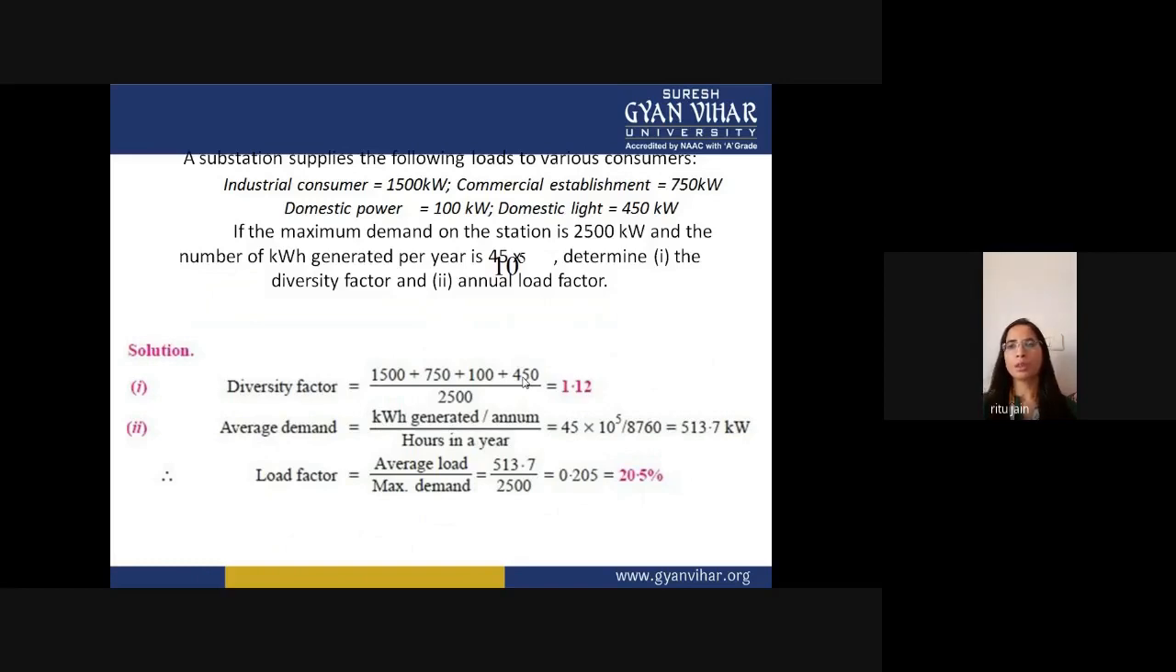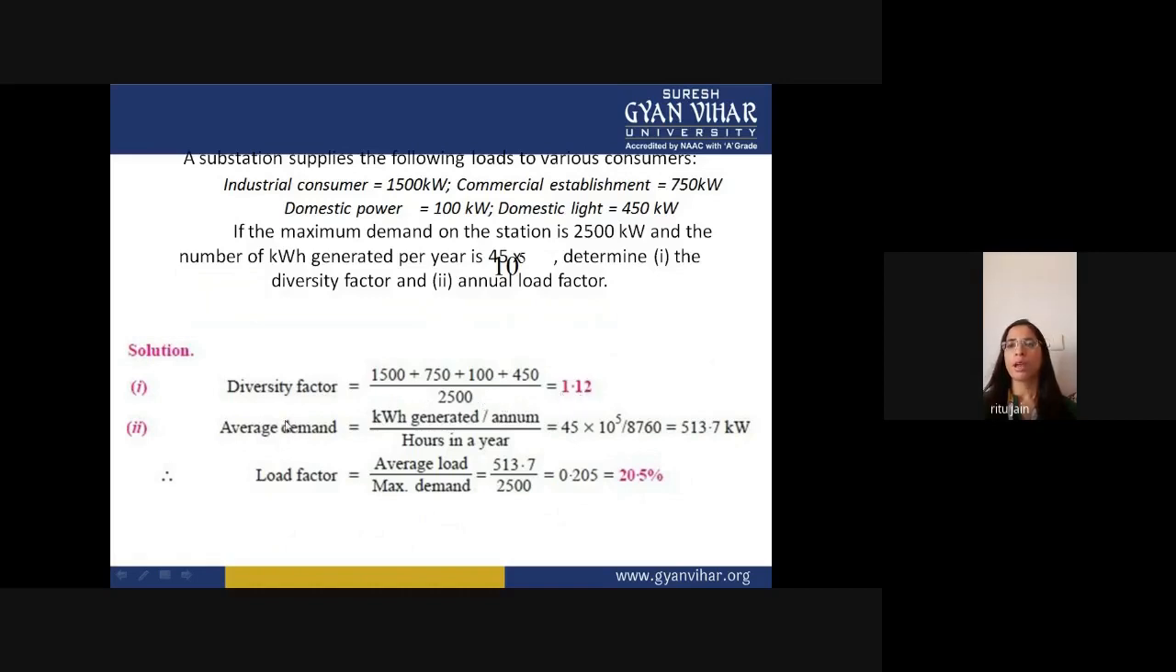So first you have to determine the diversity factor and then the annual load factor. You know the formula for diversity factor: it is the sum of individual demands divided by the maximum demand. So the individual demand is your 1500 plus 750 plus 100 plus 450 kilowatt for different loads, and it is divided by the maximum demand of the substation. Then you can easily calculate the diversity factor of the system, which is 1.12.